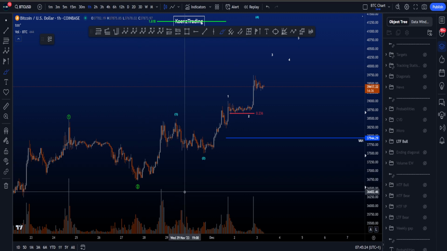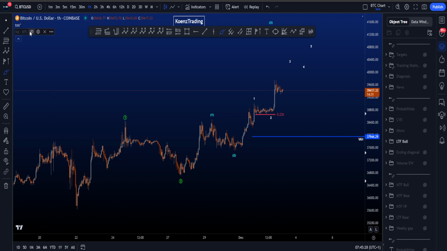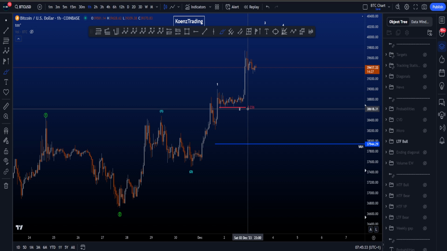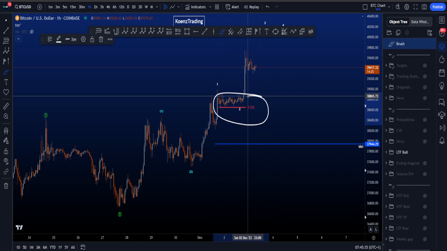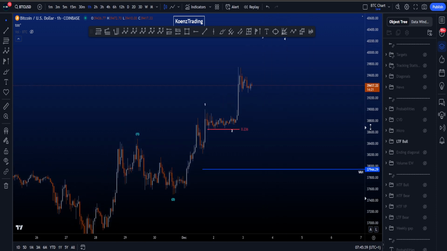Now, also, if we look at this structure, this wave 2 retraced to the common golden pocket, so that's absolutely fine. This wave 2 retraced to the 0.5, so that is also fine. But then we have this one over here. And this one retraced to the 0.236, which is an incredibly rare target for a wave 2.